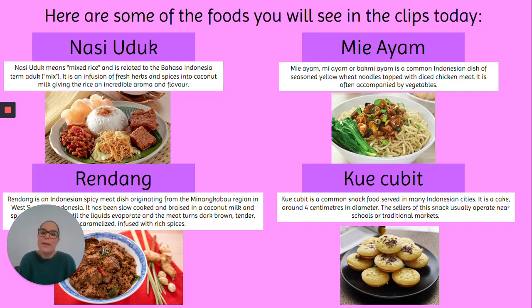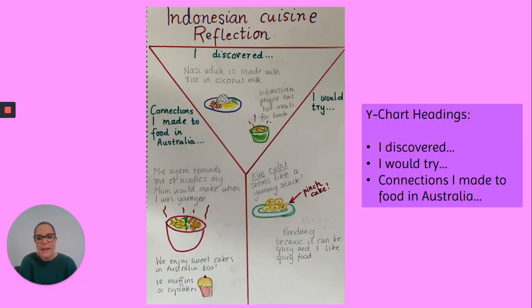And then we'll be looking at mie ayam, and mie means noodle, and ayam is, what's ayam? It's a chicken. So mie ayam is chicken noodles, and it's a very common Indonesian dish, and they use yellow wheat noodles and diced chicken and veggies. And kue kubit is a snack food that the kids in Indonesia love, and the sellers of these snacks will often set up little shops near schools or in traditional markets to try and get those kids to eat their meals. So on the next page, here is an example of a finished reflection from today's lesson.